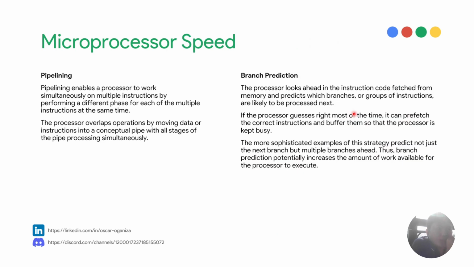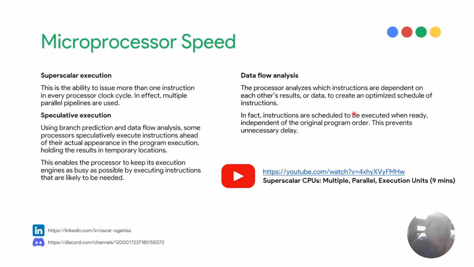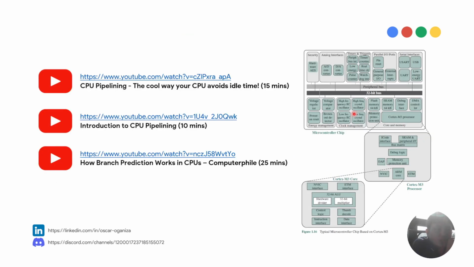So we have various categories on how we can maximize or overclock our microprocessor. We have pipelining, branch prediction, superscalar execution, speculative execution, and data flow analysis. Included in these slides are again the references that you can read during your spare time, before our exams. We still have 2 weeks for our exam, but again, these are some of the important lessons that you have to study.